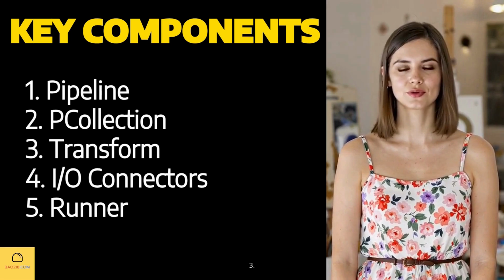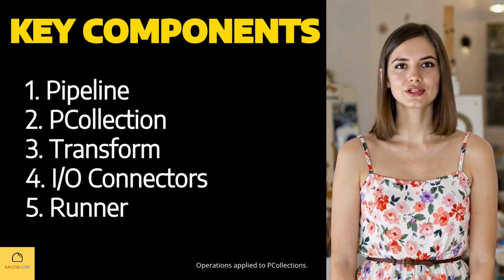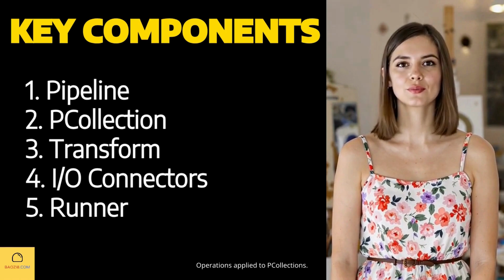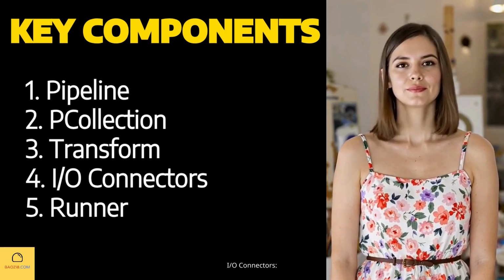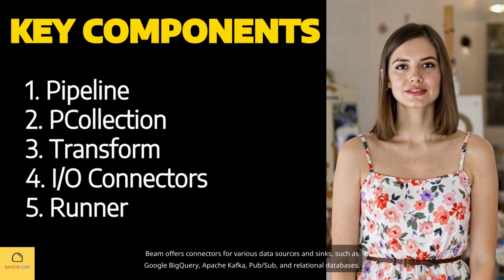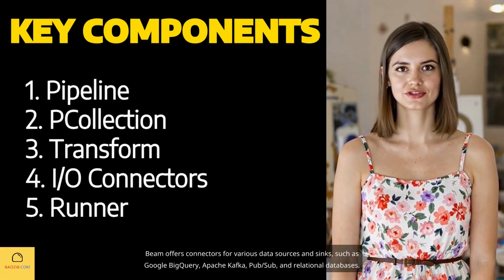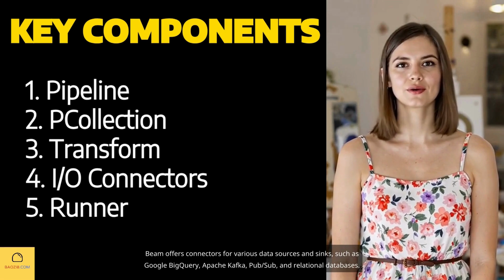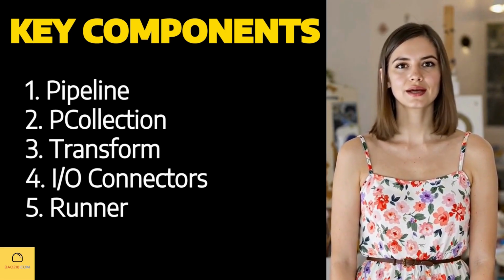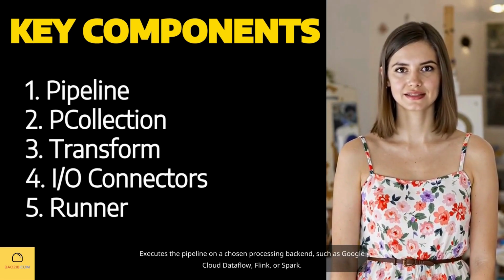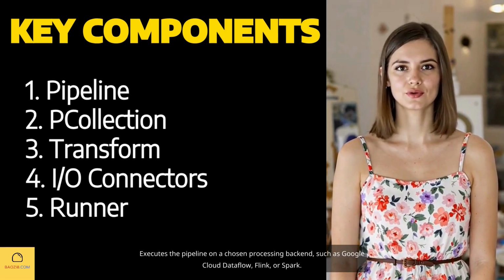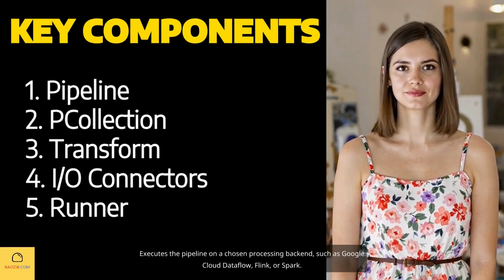3. Transform. Operations applied to PCollections. Examples include ParDo, parallel processing, GroupByKey, and Combine. 4. I/O connectors. Beam offers connectors for various data sources and sinks, such as Google BigQuery, Apache Kafka, Pub/Sub, and relational databases. 5. Runner. Executes the pipeline on a chosen processing backend, such as Google Cloud Dataflow, Flink, or Spark.